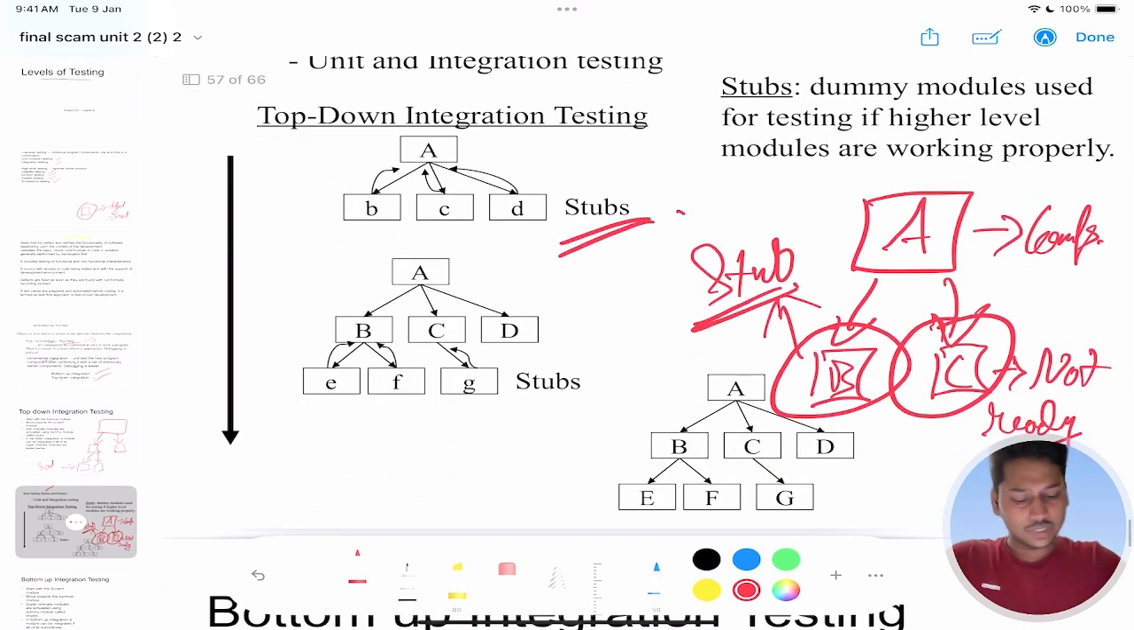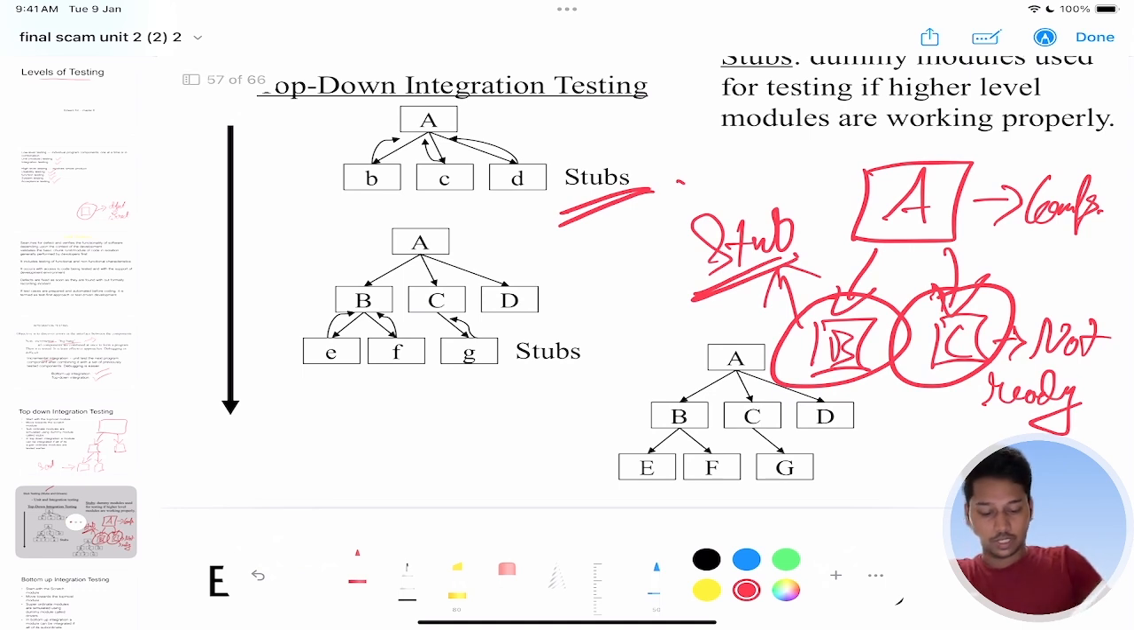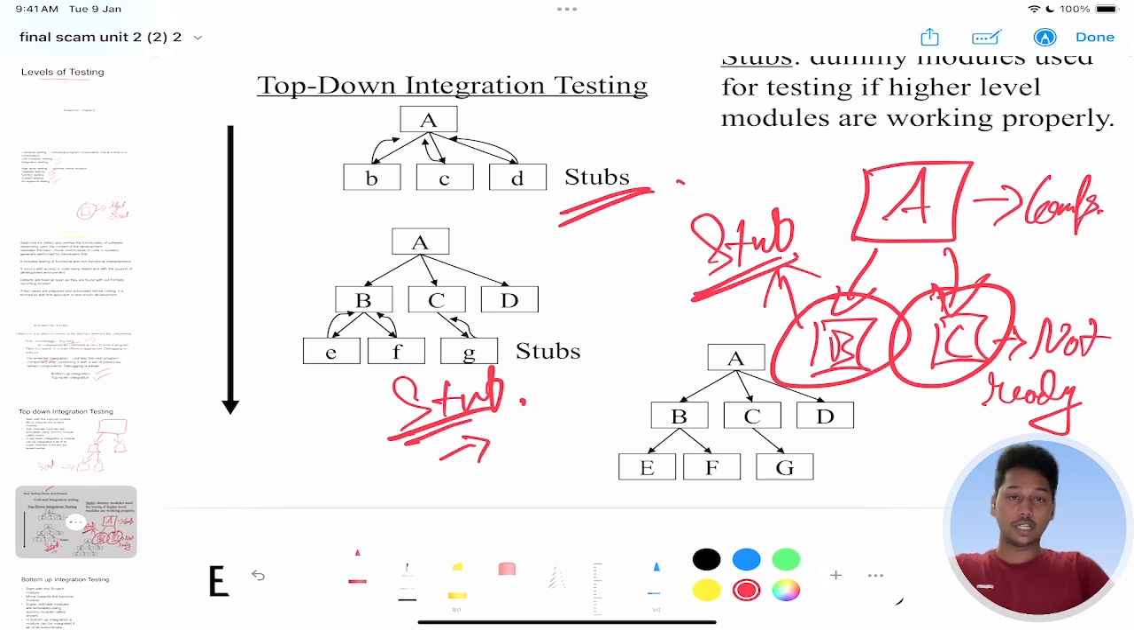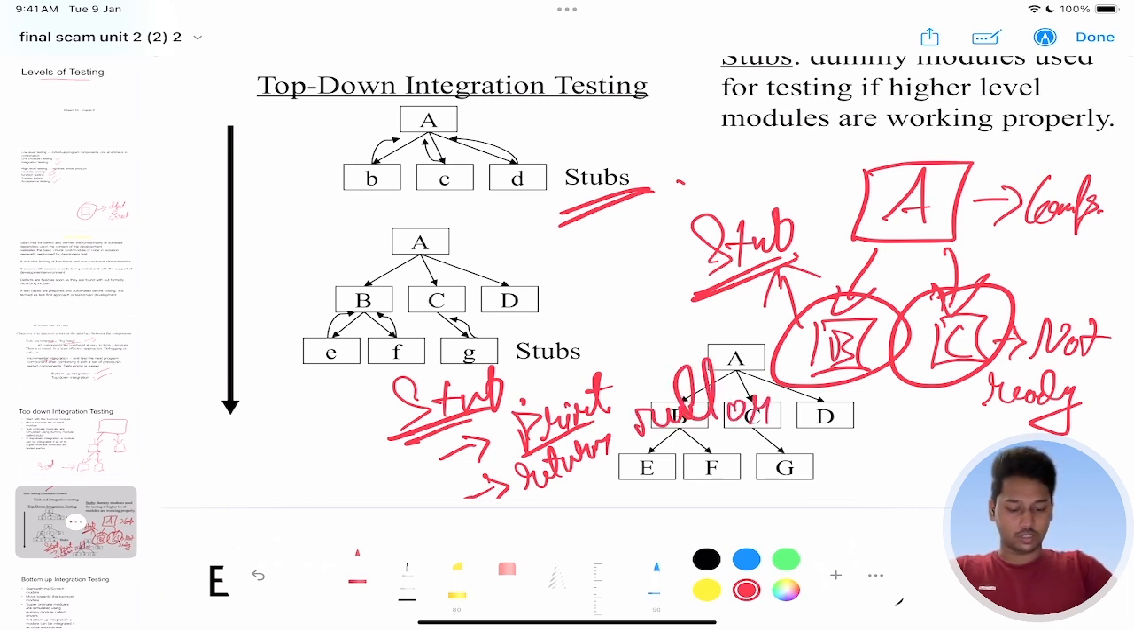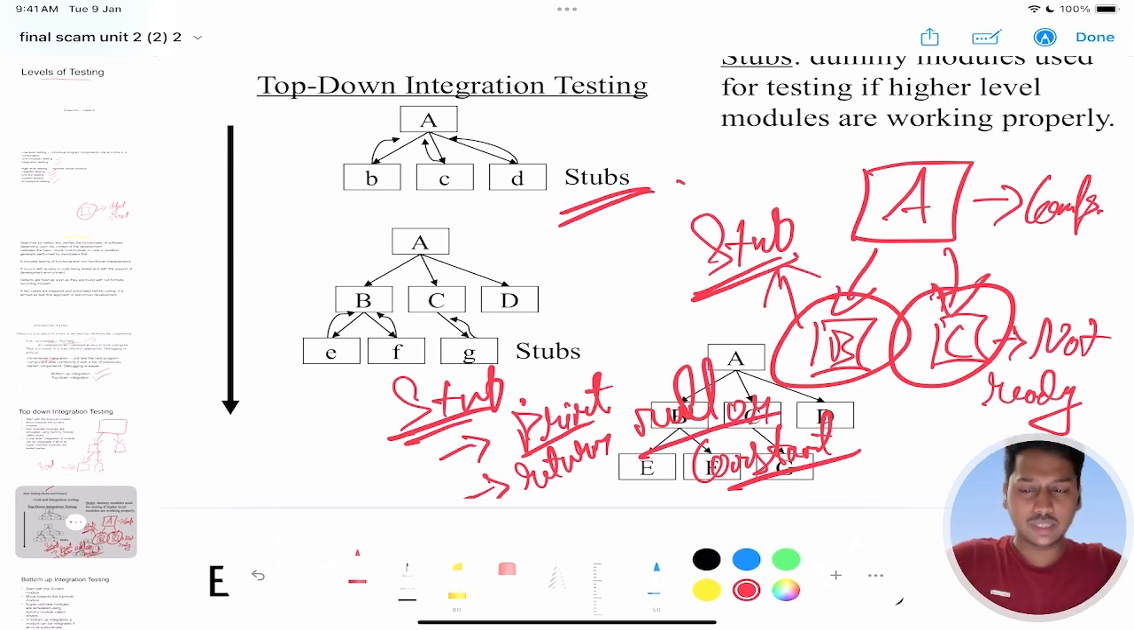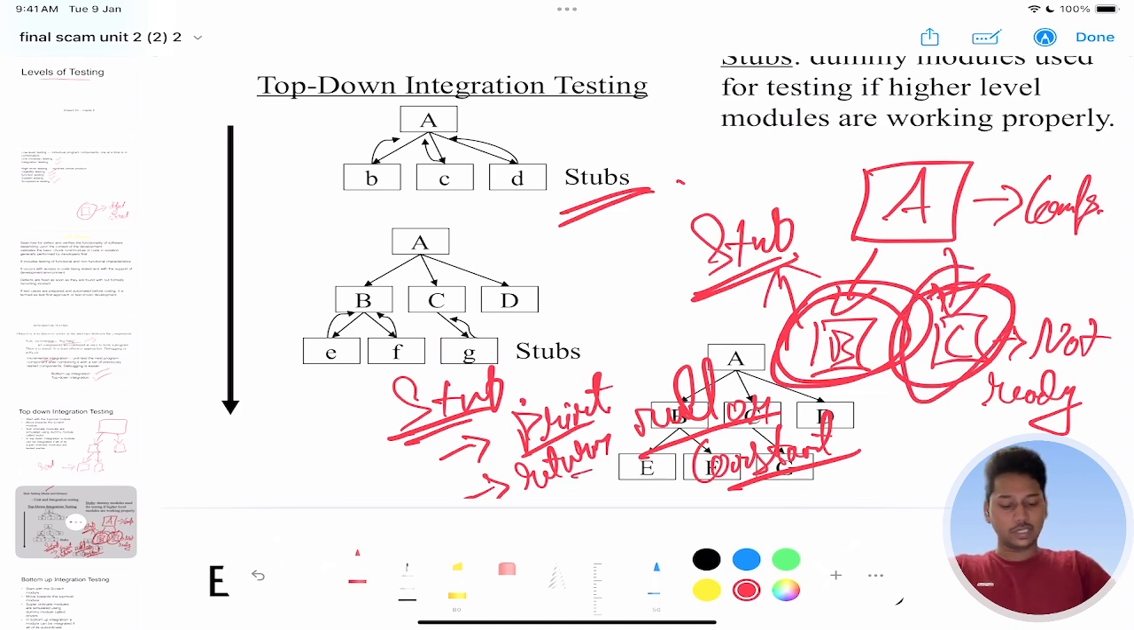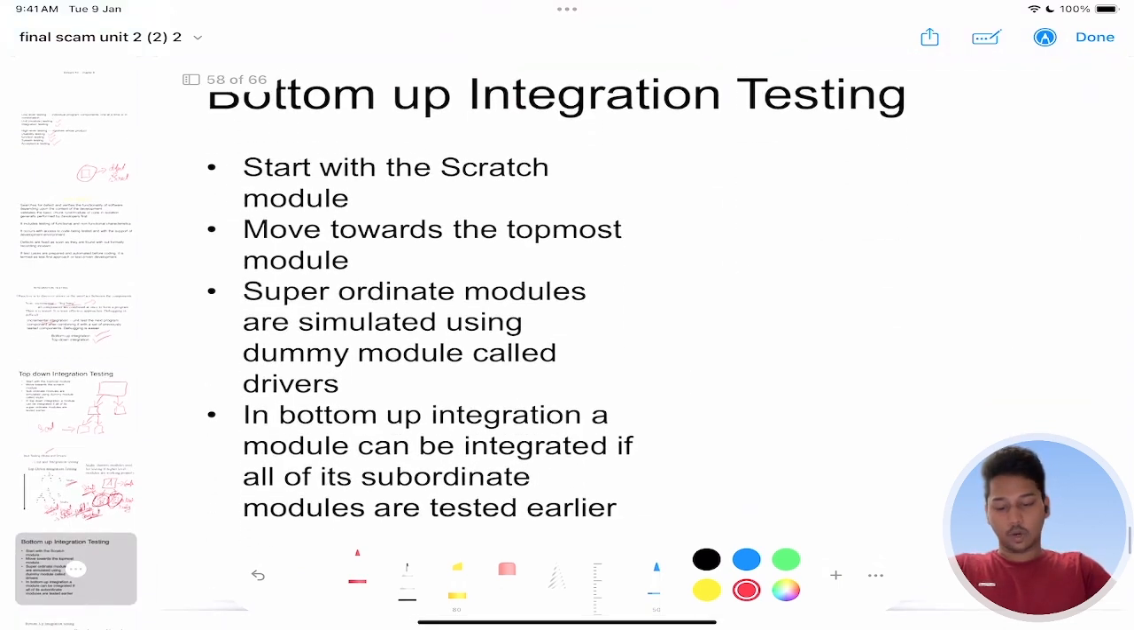In stubs, what we usually do is just print something. It doesn't contain all the functionality of the B and C modules. We'll just print something and return null or some constant. This is a stub. It's not necessary to include all the functionality. Just printing something and returning null or a constant is enough. That is a stub. Now we'll discuss bottom-up integration testing.